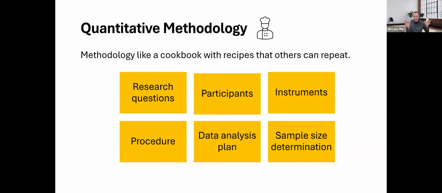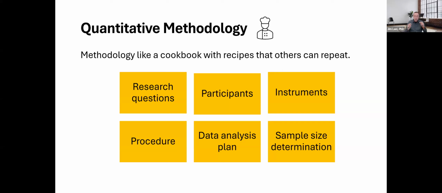These are the bones of a quantitative methodology. You can have ethical parts of it. You can talk about confidentiality or anonymity, how you're doing it. So there are other things about it, but to me, these are the bones. And when you have those bones, you know you have a study brewing.